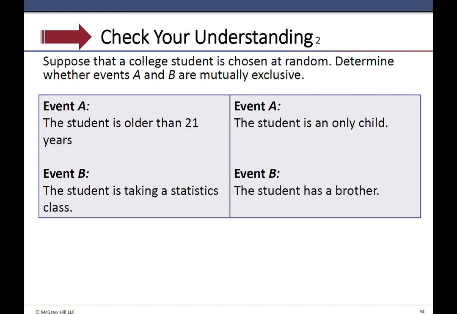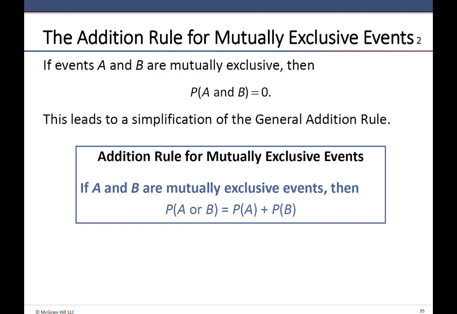The student is an only child, and the student has a brother. I would say those, generally speaking, are mutually exclusive, ignoring things like stepbrothers and things like that. Generally speaking, if you're an only child, you don't have a brother, that's not possible. So that would be mutually exclusive.